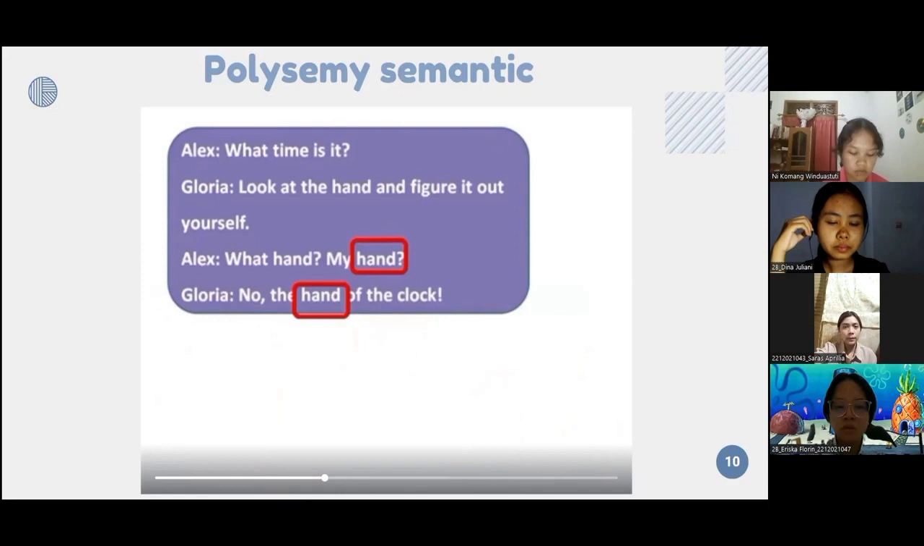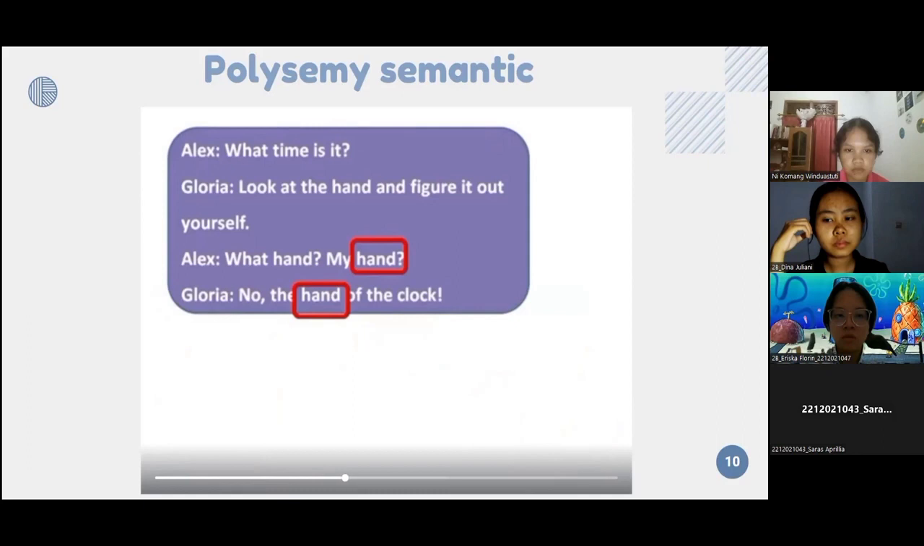Alex, the word hand does not only refer to your hands. It can refer to many other. Oh, Alex, let me show you what I mean. Now, when you mentioned my hand, you were actually referring to a different type of hand. Now, kids, what do you think Alex was referring to?